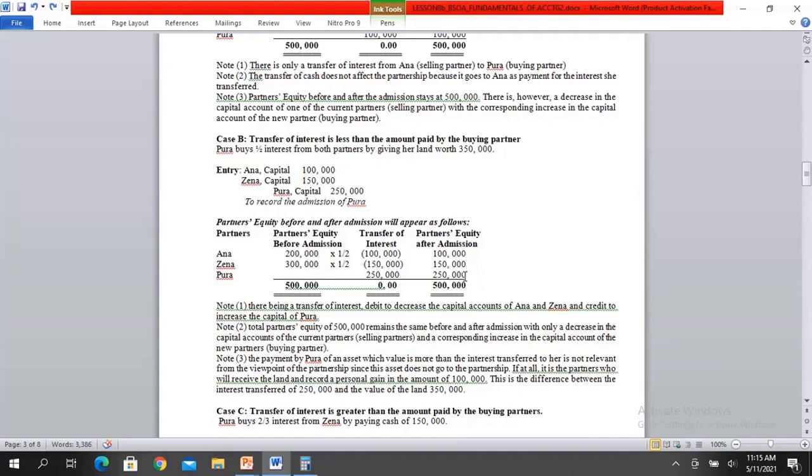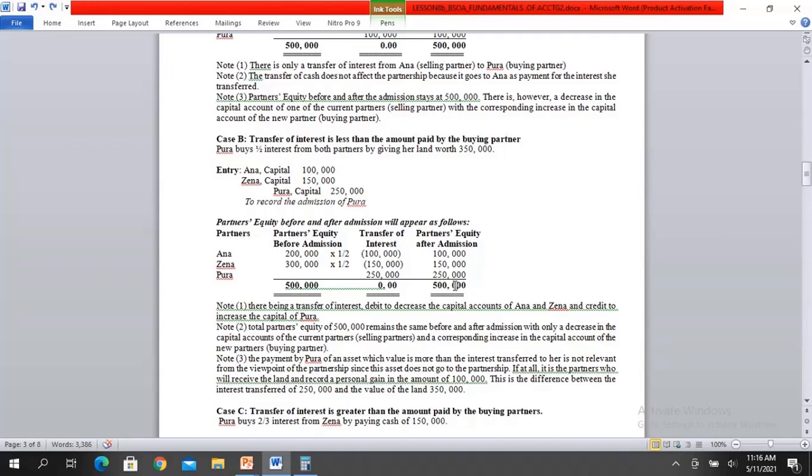Note number 2. The total partner's equity of 500,000 remains the same before and after admission with only decrease in the capital account of both of the current partners, selling partners, and the corresponding increase in the capital account of new partner or the buying partner. Sabi nga natin, ang nabawasan lang dito is yung capital account ni Ana at saka ni Zina, transfer natin yun kay Pura. Kaya walang magbabago sa total ng partner's equity before and after admission.